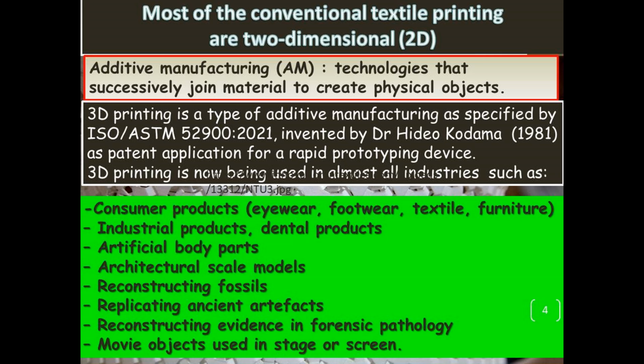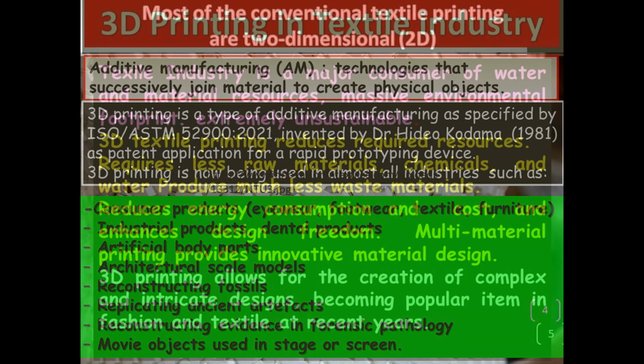3D printing is now becoming used in almost all industries such as consumer product, eyewear, footwear, textiles, furniture, industrial products, dental products, artificial body parts, architectural scale models, reconstructing fossils, replicating the ancient artifacts, reconstructing evidence in forensic pathology, movie objects used in stage or screen.